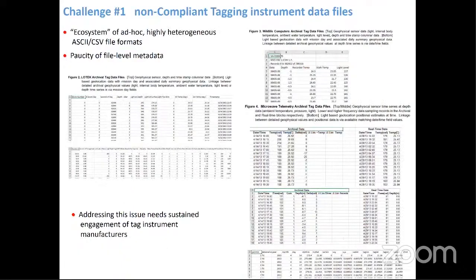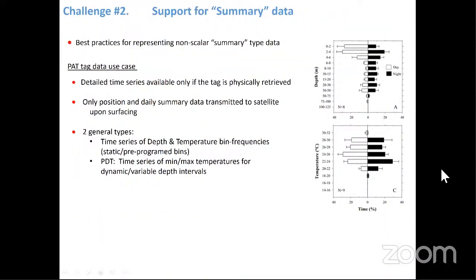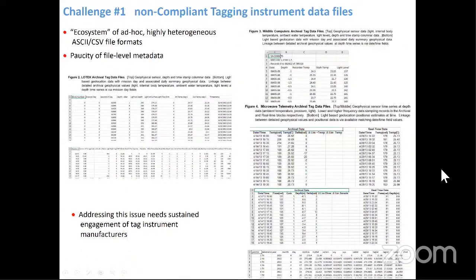And again. Okay, so what are the challenges? The first challenge is that there's extreme heterogeneity in the native file formats produced by the instrument manufacturer software. As you can see, these are highly heterogeneous, typically ad hoc ASCII CSV type formats with very limited metadata. At best, at times, some kind of column header and maybe a couple of rows of some esoteric information. So that's a key problem. Obviously, none of this is standards compliant and reusable.